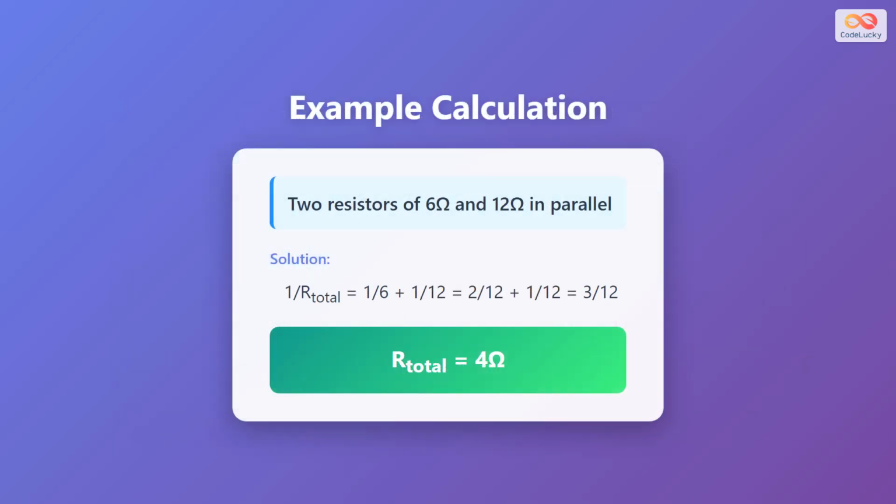Let's work through an example. Suppose we have 2 resistors connected in parallel. One is 6 ohms and the other is 12 ohms. Using our formula, 1 divided by total resistance equals 1 divided by 6 plus 1 divided by 12. Finding a common denominator, this becomes 2 divided by 12 plus 1 divided by 12, which equals 3 divided by 12. Taking the reciprocal, we get a total resistance of 4 ohms. Notice that 4 ohms is less than both 6 ohms and 12 ohms.